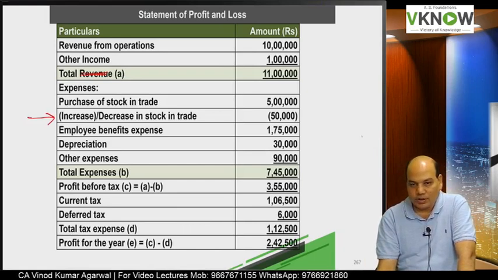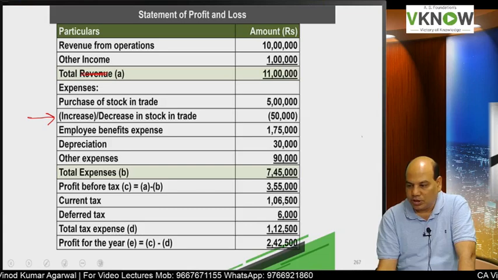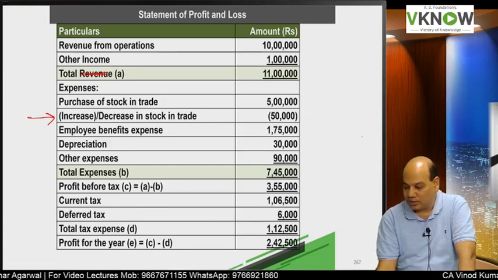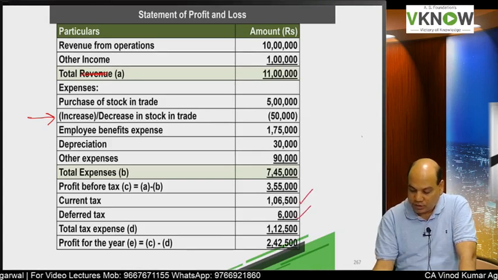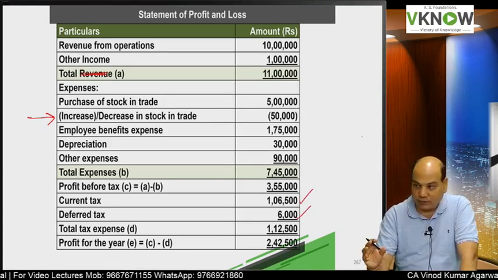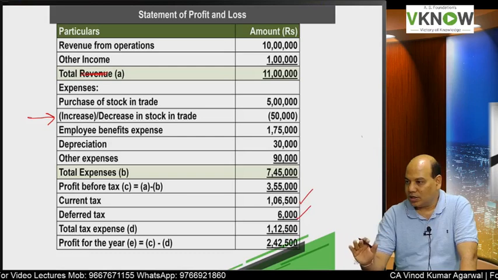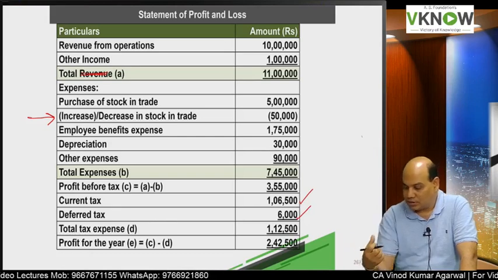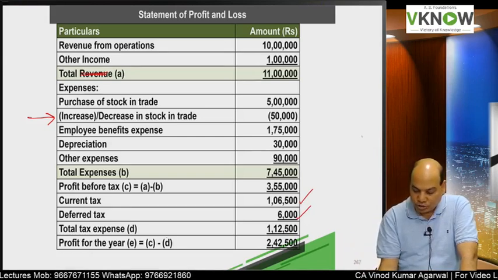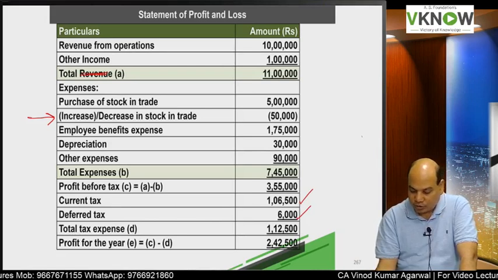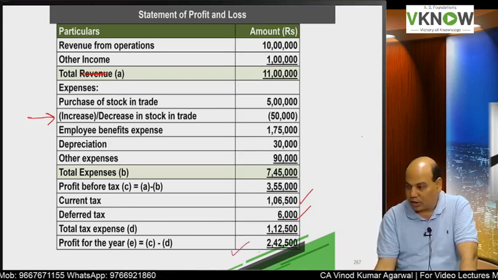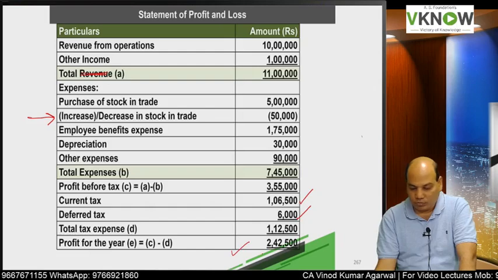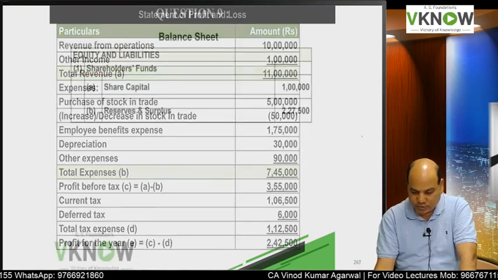Employee benefit expense, depreciation, other expense, total expense, PBT, current tax. Deferred tax is already calculated by them. These two taxes they have calculated, and if the tax rate and adjustments are clearly given, we will have to check if it is correctly done. Total tax expense and profit for the year. So this is their calculation. We have to do our own calculation because there are a lot of adjustments.